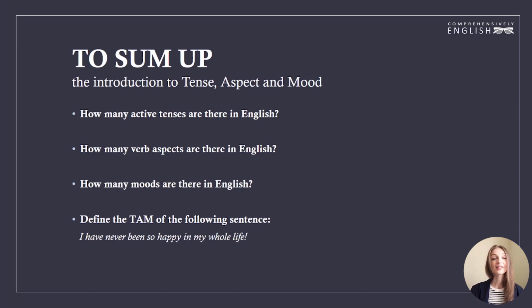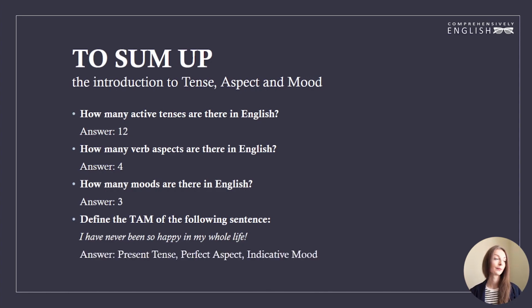How many active tenses are there in English? 12. How many verb aspects are there in English? 4. How many moods are there in English? 3 main moods. Define the tense, aspect, mood of the following sentence. I have never been so happy in my whole life. The present tense, the perfect aspect, and the indicative mood. Congratulations to those of you who answered all of these questions. Well done!